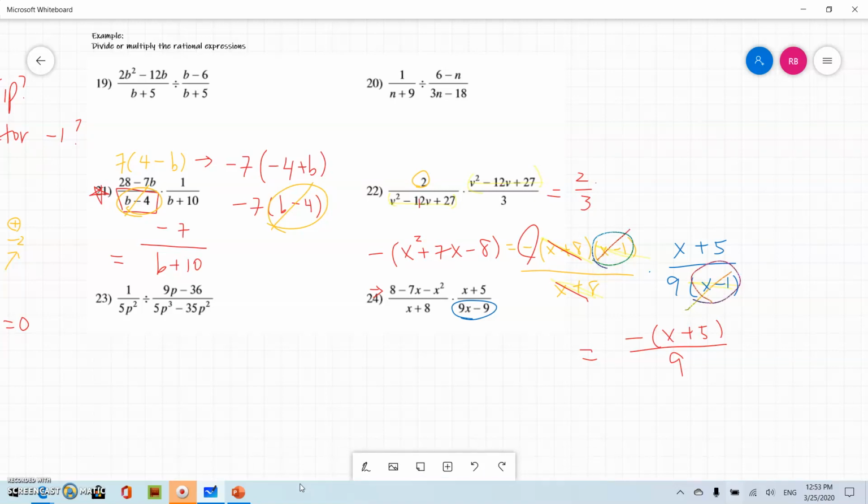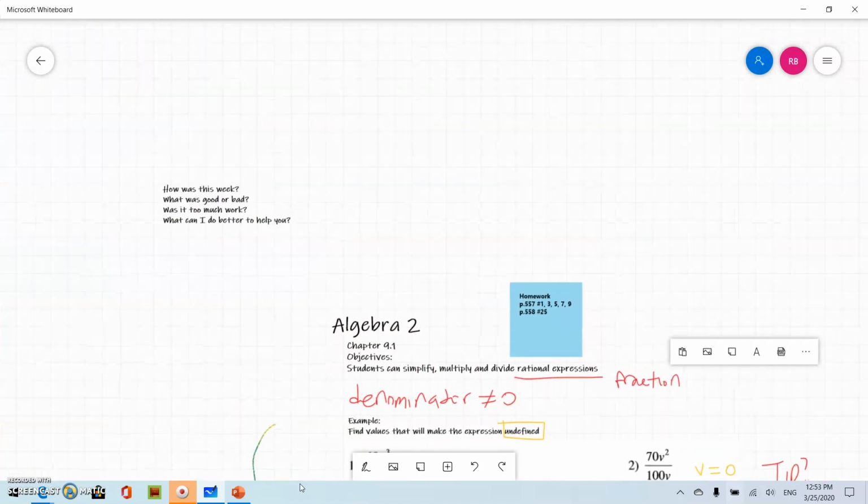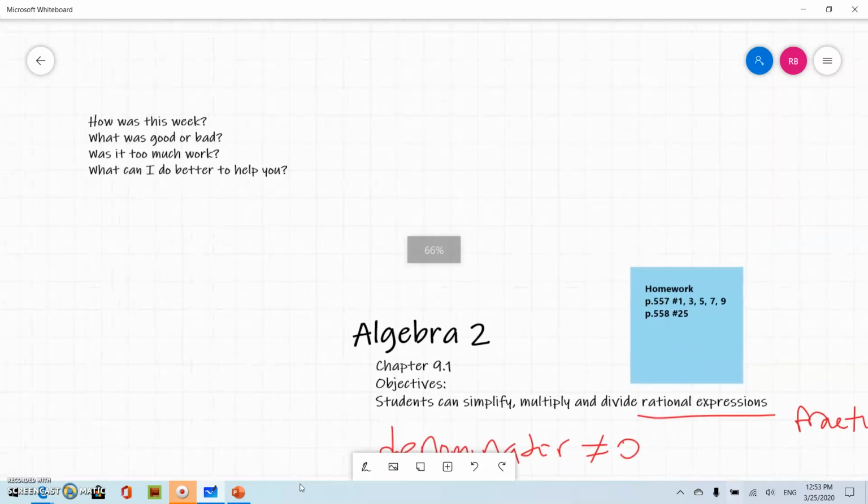So that's it for today, and I will go over the division and complex fractions tomorrow. I guess that will be on Sunday. And the homework is this, but actually don't do homework that involves division. So I think you should not do maybe number 9 and 7. So just do 1, 3, 5, and 25.